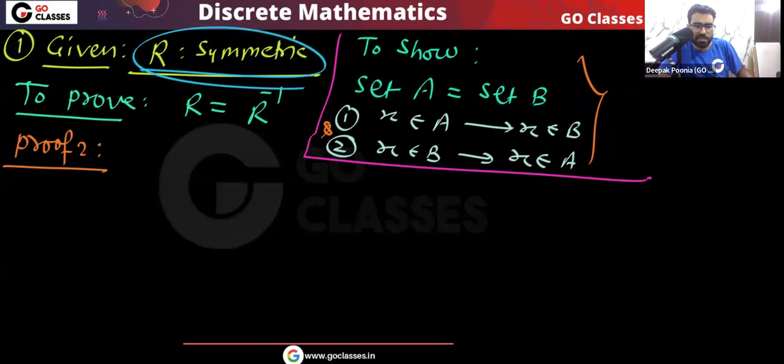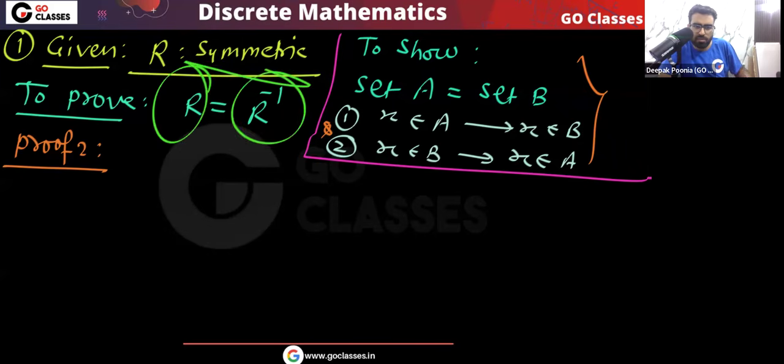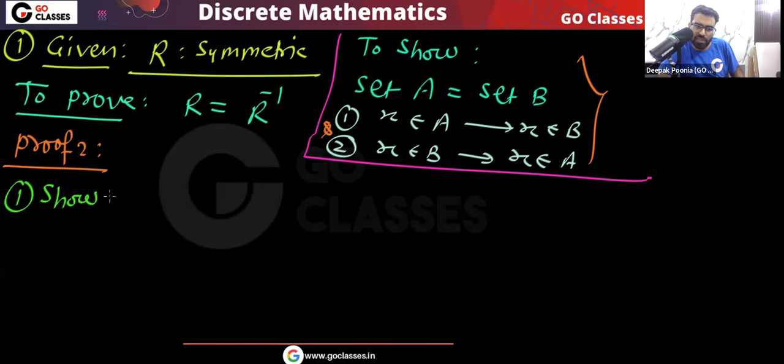It is given that R is symmetric, and I need to prove that R is equal to R inverse. So first, I will prove that every element of R belongs to R inverse. Then I will prove that every element of R inverse belongs to R. Okay, yes or no? So you can see first I will prove that R is a subset of R inverse. Means every element that belongs to R will also belong to R inverse.